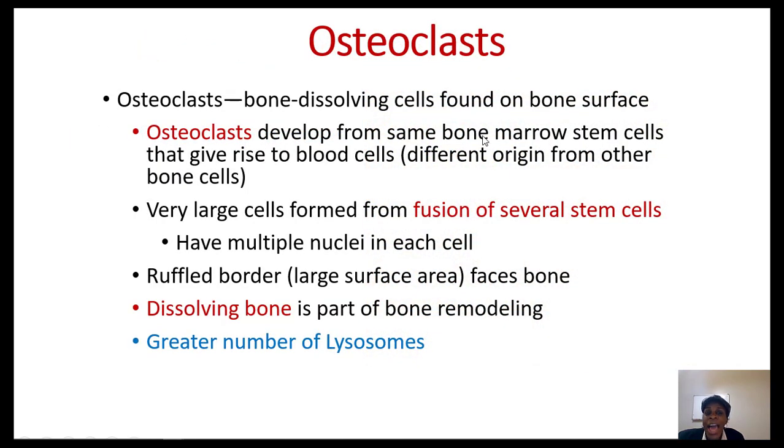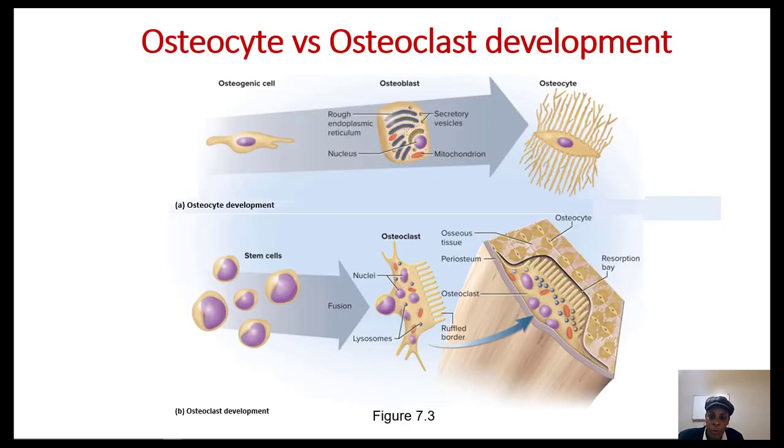What about the osteoclast? The osteoclasts are bone-dissolving cells found on bone surfaces. These are bone cells that break up the bone to release calcium when the calcium level is low. So they have a greater number of lysosomes. Why do they need lysosomes? Because they need to dissolve the bone to release minerals or calcium into the blood in case of deficiency of those minerals. The osteocyte and osteoclast do not develop the same way.